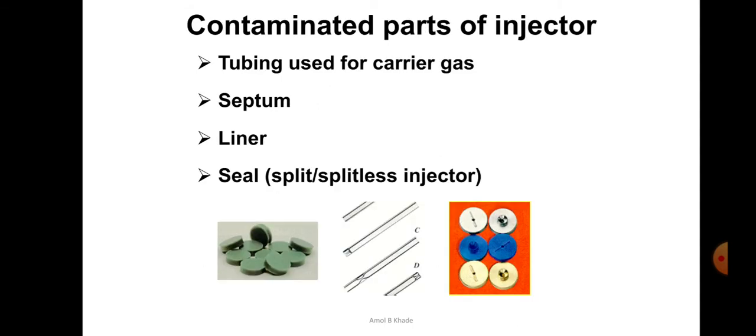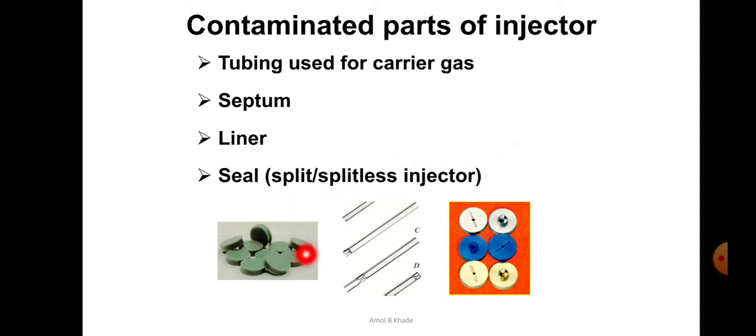So it is a usual thing, because we are using the same sample injection port to incorporate different kinds of samples, and there is a possibility of contamination of these injector parts. So the sample injection port has different parts, that is tubing, then rubber septum, liner and seal, if you are using split or splitless injectors.